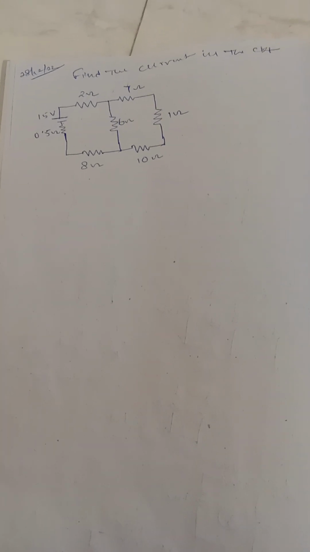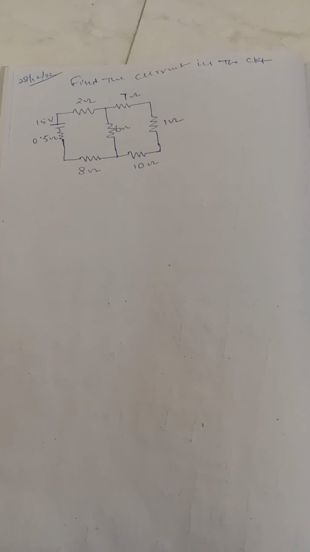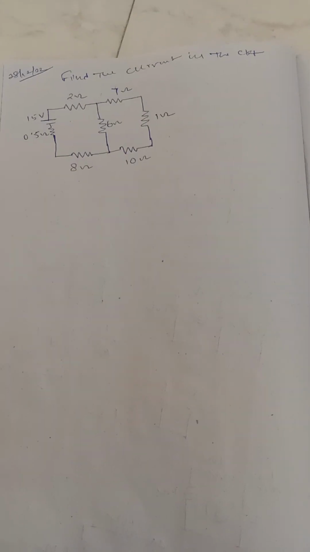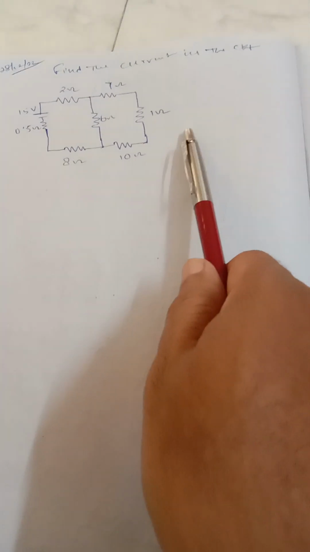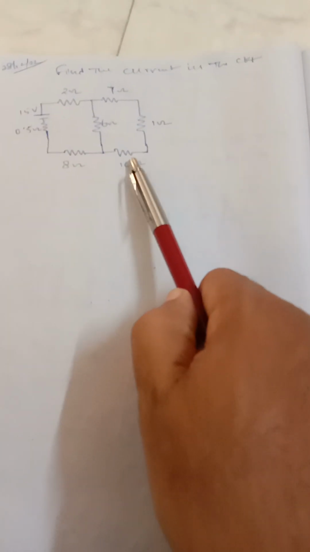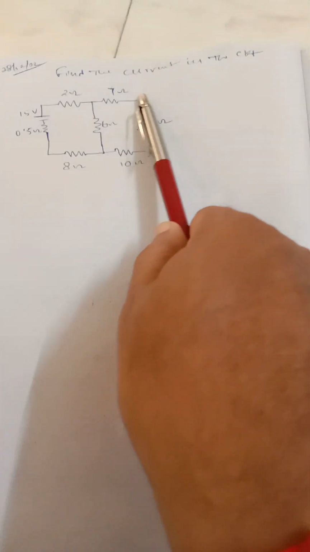So first we have to find out what is the resultant resistance in the circuit. After knowing the resultant resistance, we can apply Ohm's law, V is equal to IR, then we will find the I. So to find the resultant resistance, come from this side. Here what is there? 7 ohms, 1 ohm, 10 ohms. They are connected in series only.